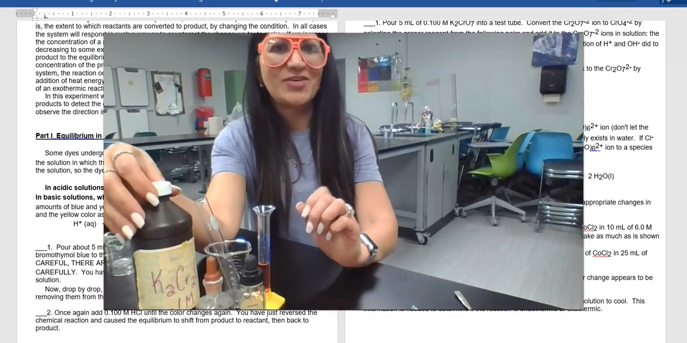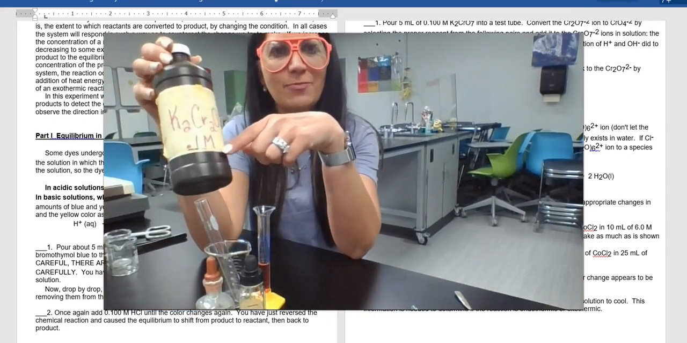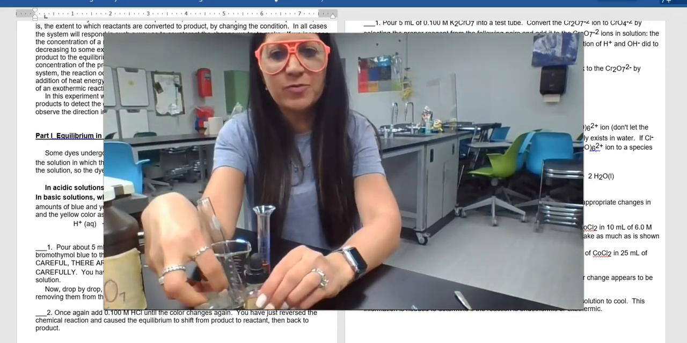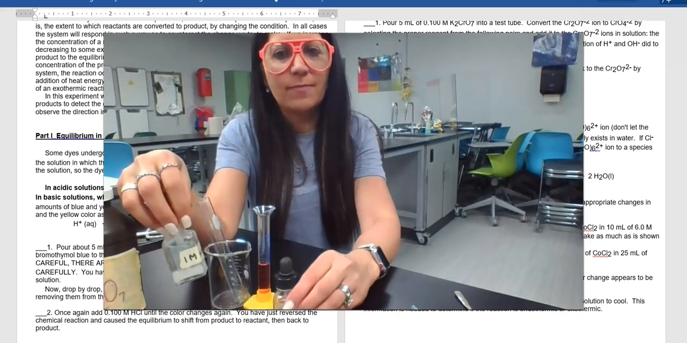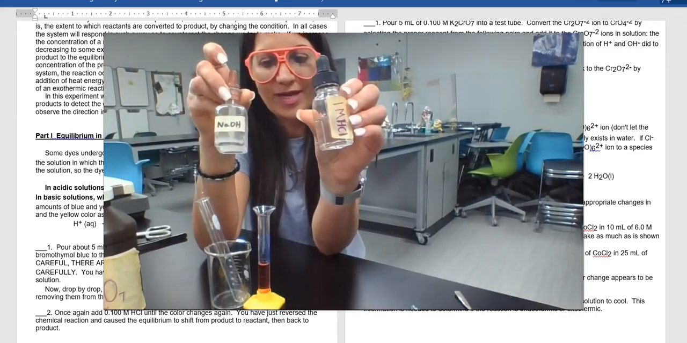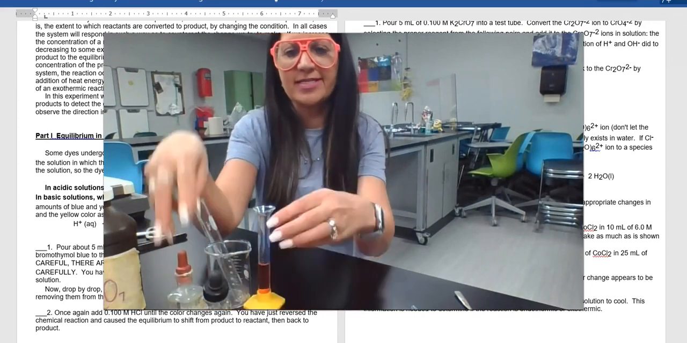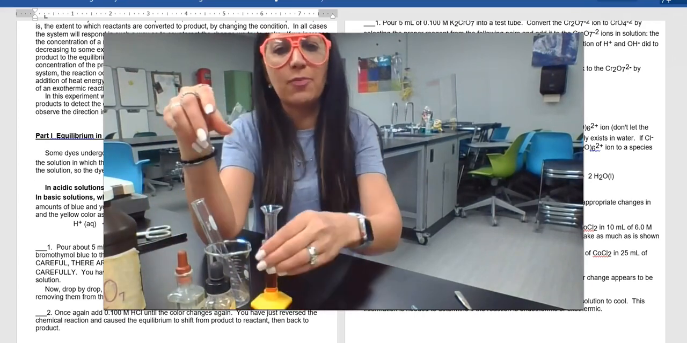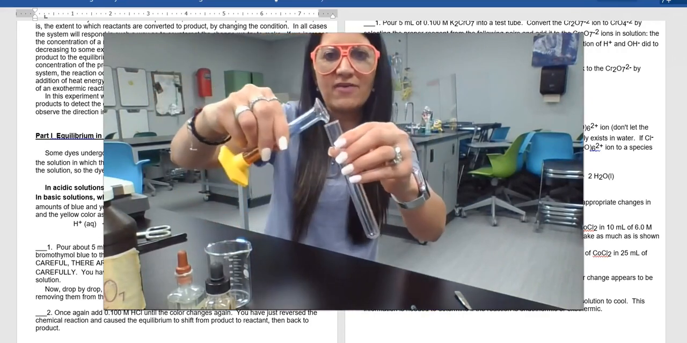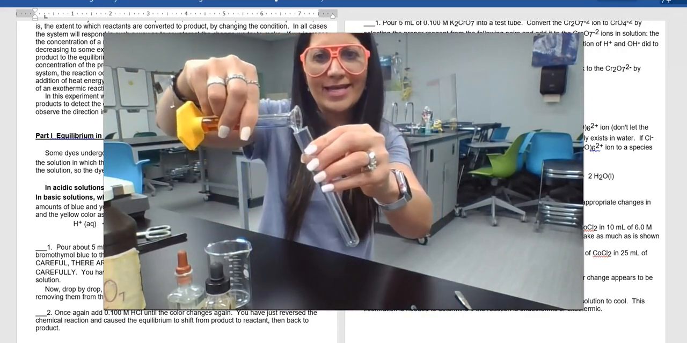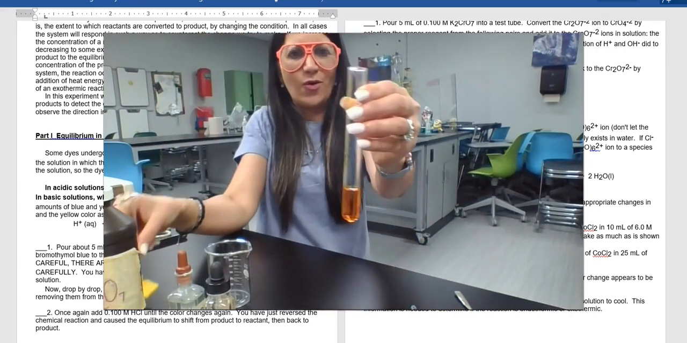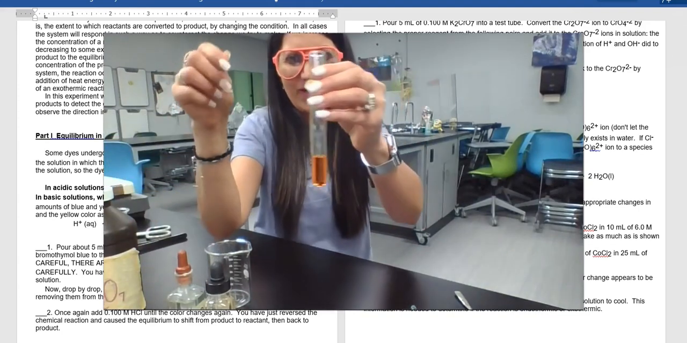All right, part 2. So what I have here is a potassium dichromate solution. It's a 0.1 molar solution. And for this one, we actually need some of the 1 molar HCl and the 1 molar NaOH solutions. What I've already done is, it says to pour 5 milliliters of the 0.1 molar K2Cr2O7 into a test tube. So I've got my 5 mLs prepared here. And kind of cool, this potassium dichromate happens to be orangish in color.